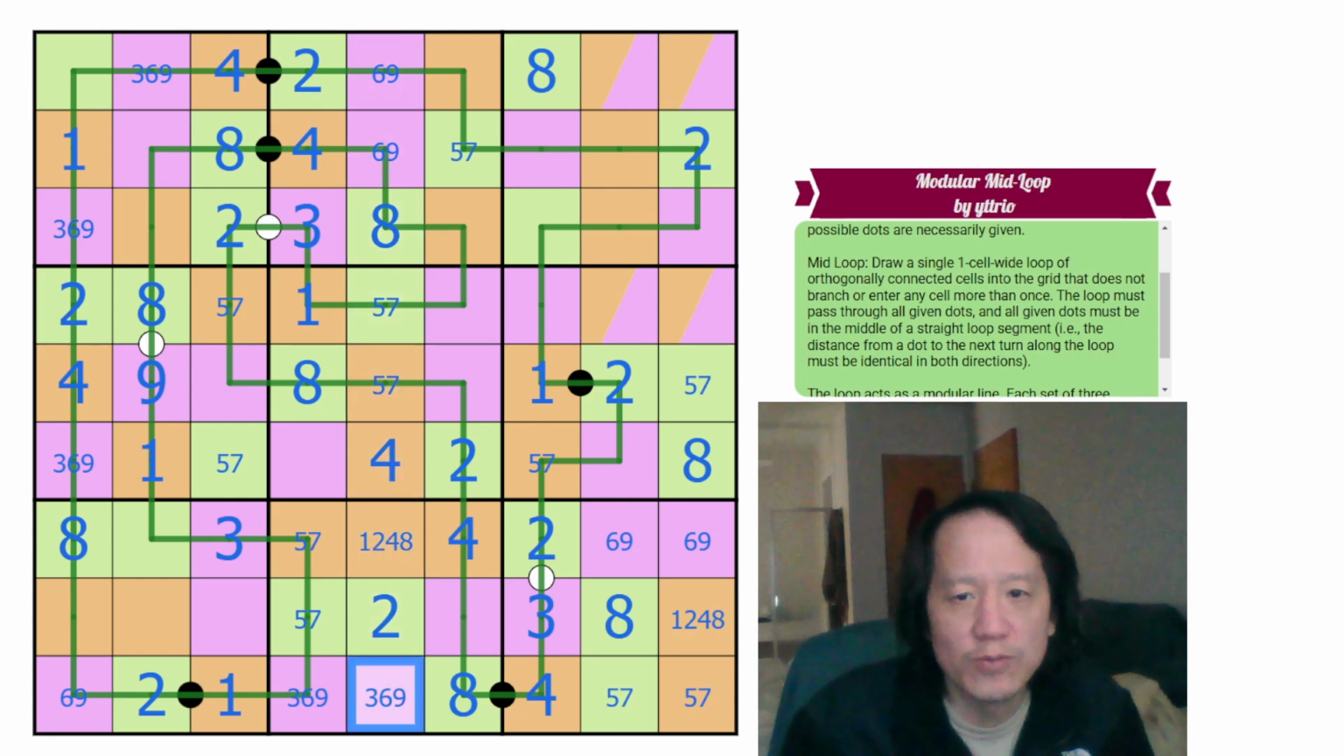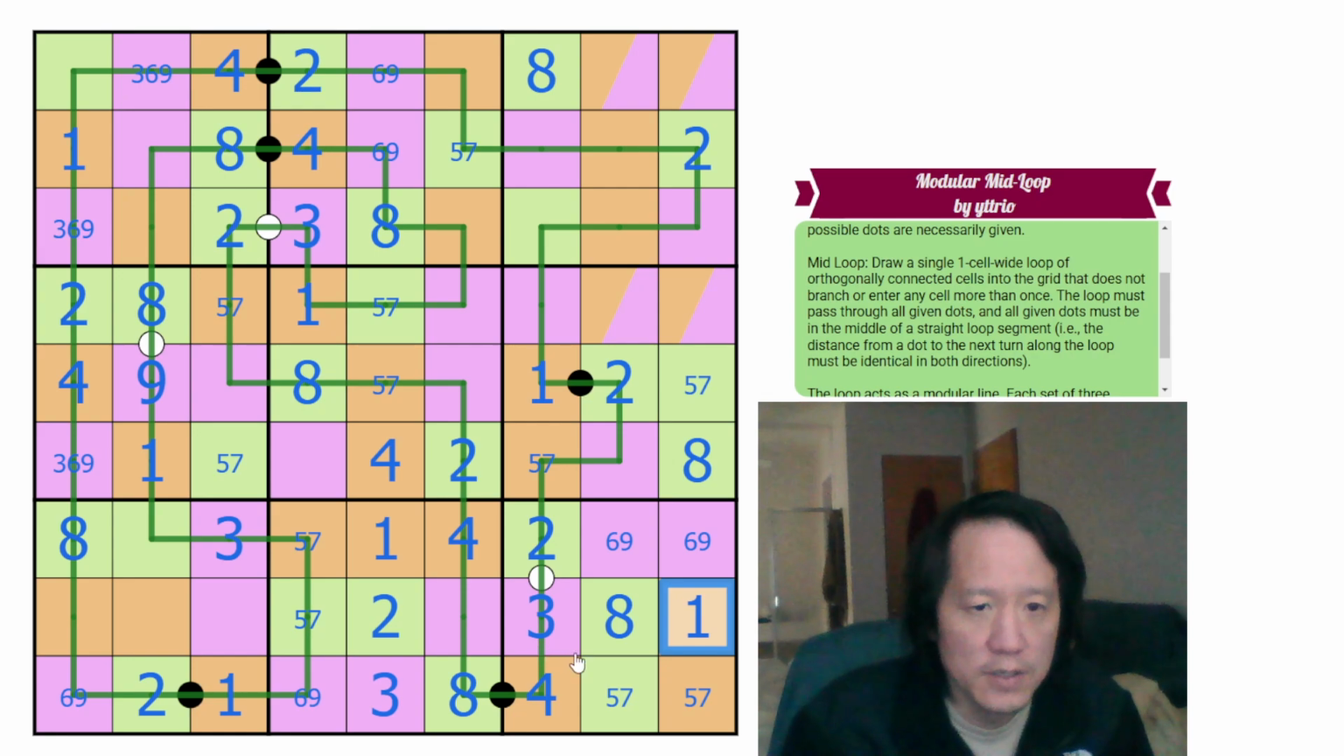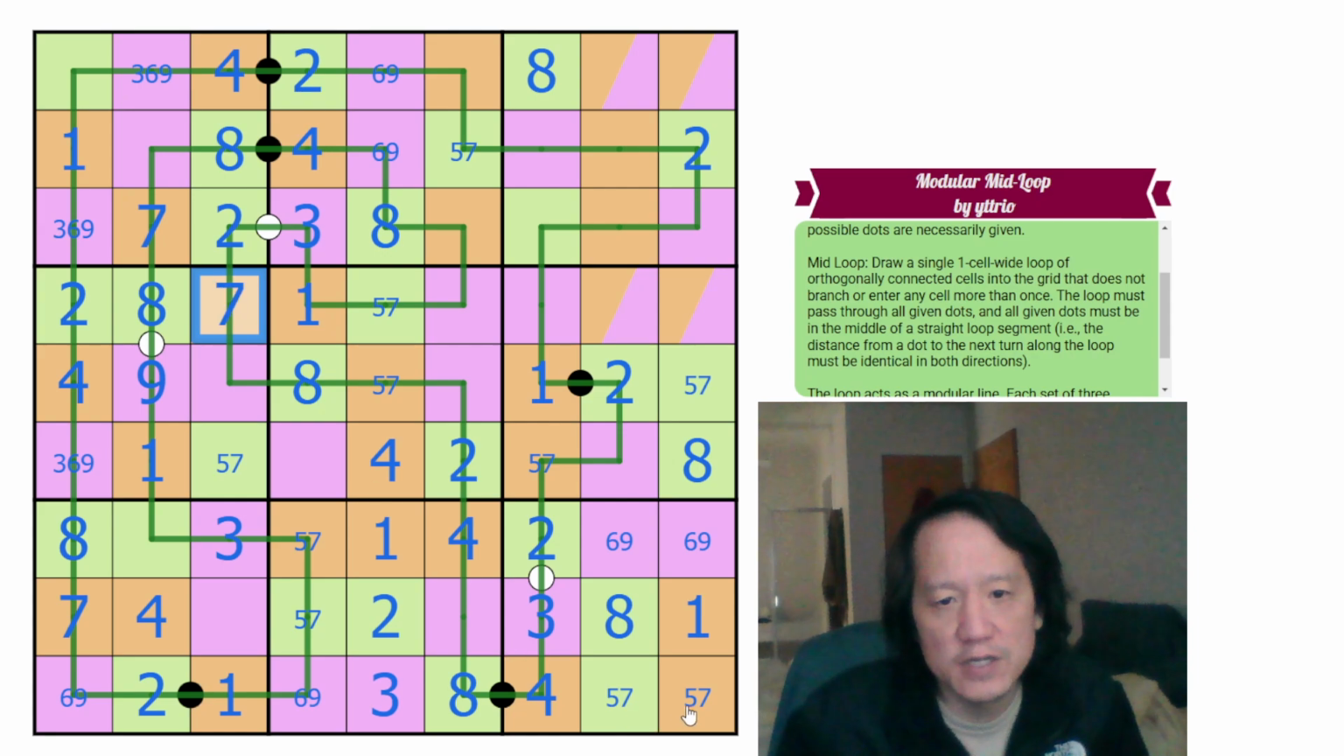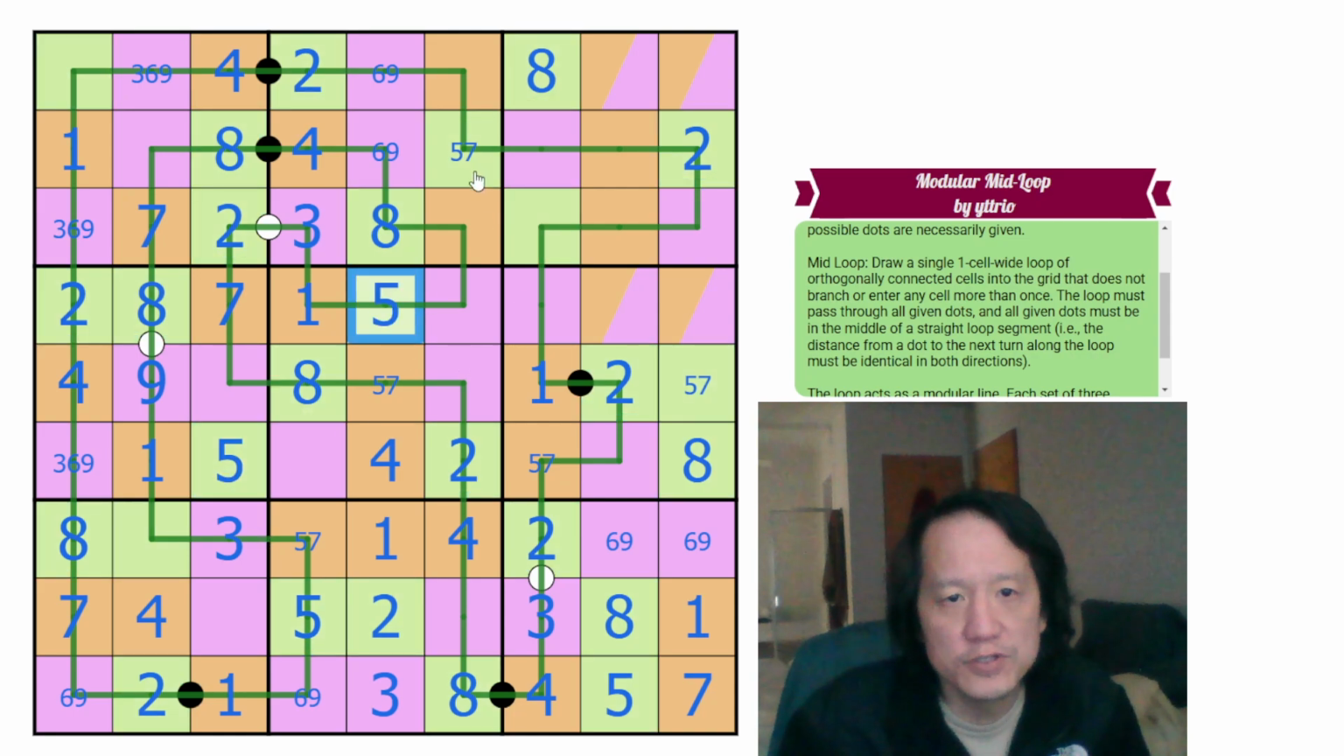That eliminates 6 and 9 from the rest of the column, which makes this a 3. This cannot be 3. This cannot be 2, 4, or 8, so it must be a 1. This can't be 2, 4, 8, so this must be 1. So this can't be 4 here, so this must be 7, which makes this a 4, which makes that 7. The oranges are 1 mod 3, so this must be 7, this must be 7. These have to be 5. So this is a 5, this is a 5, this is a 5, this is a 5. This is a 7, this is a 7.